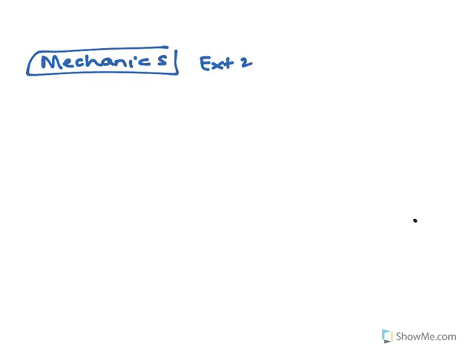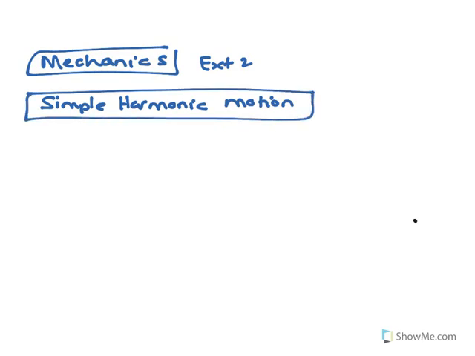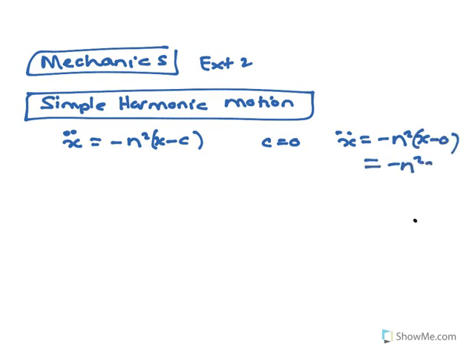Okay, so what I'm going to do is give you a rundown on mechanics in Extension 2. The first thing we're going to look at is your simple harmonic motion. For something to be in simple harmonic motion, the acceleration has to be in the form of minus n squared x. This can also be written as minus n squared x minus c. When c equals 0, then the centre is at minus n squared x minus 0, which is minus n squared x.